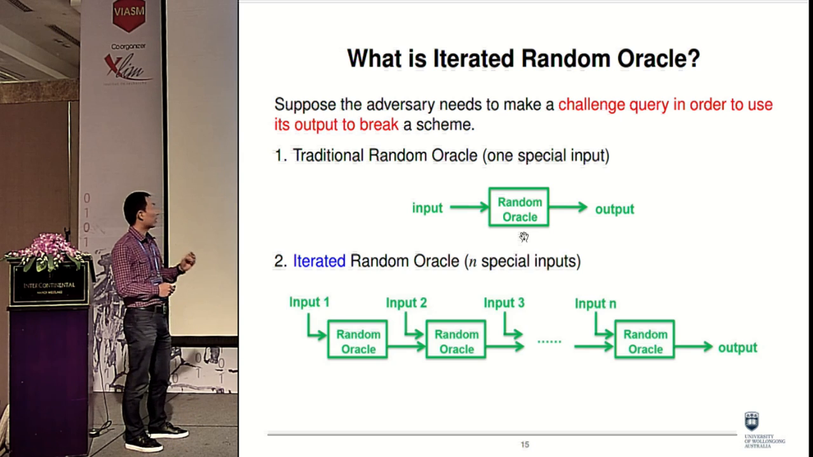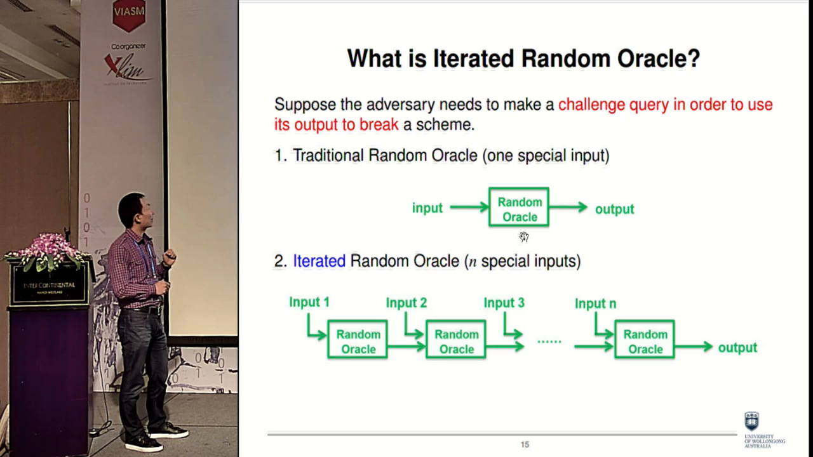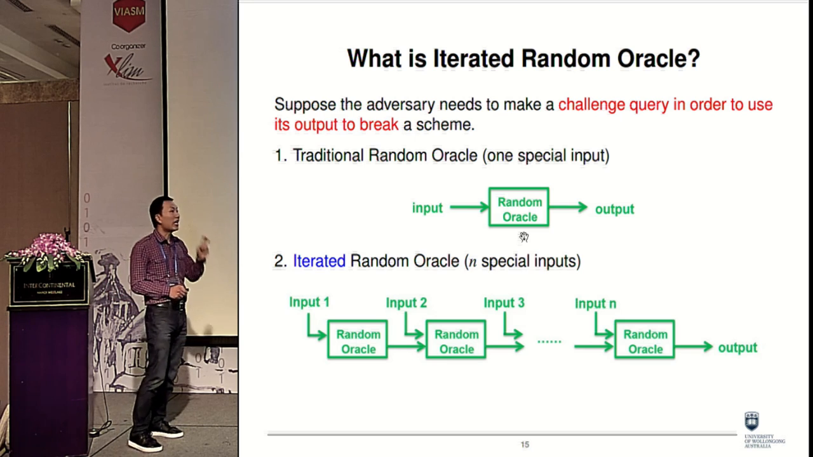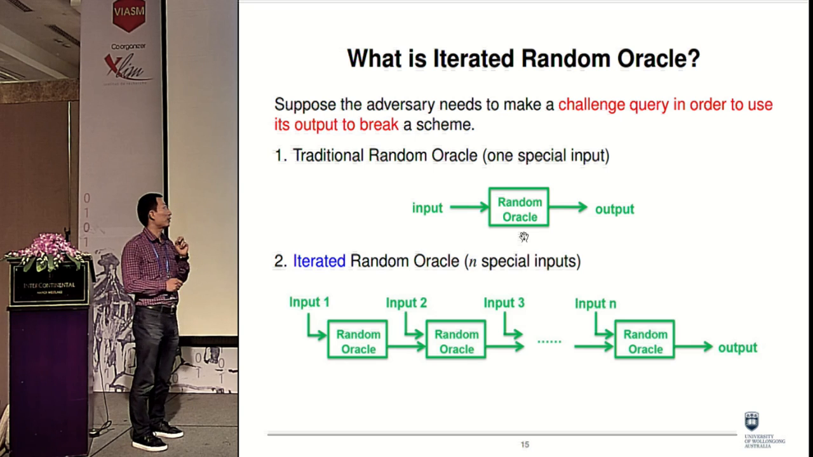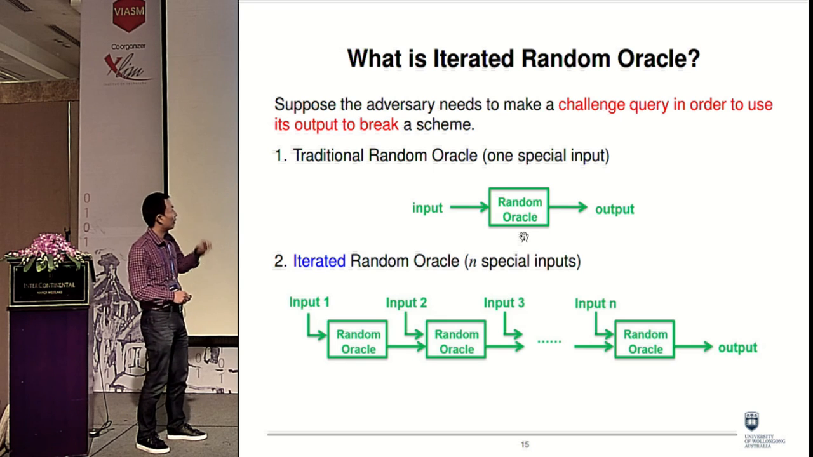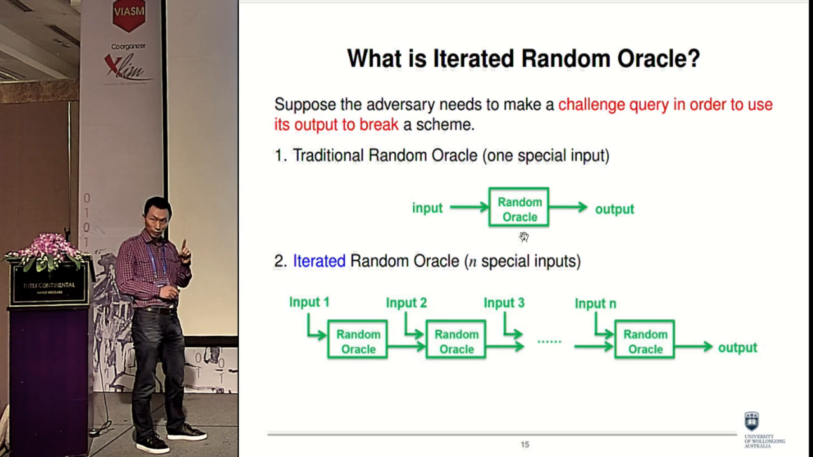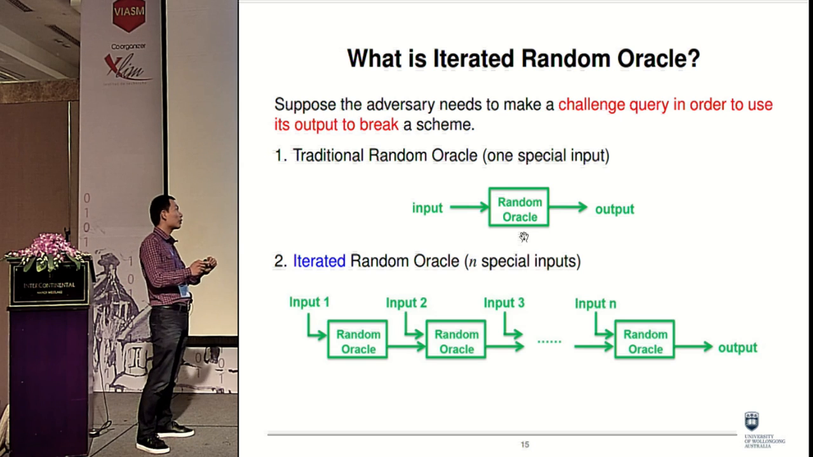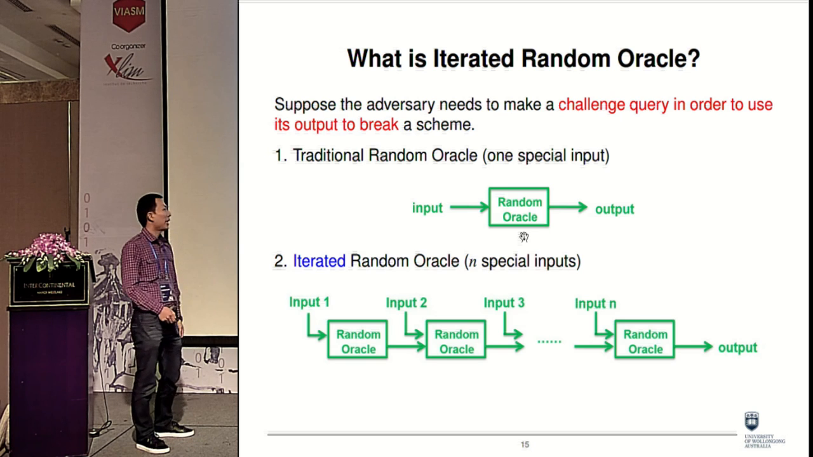But in the iterated random oracle model, the challenge query is associated with n special inputs to the random oracle, and they must be queried in an iterative way. Each input to the random oracle must be composed of a new input plus the oracle response on previous inputs. And this is the framework of the iterated random oracle.